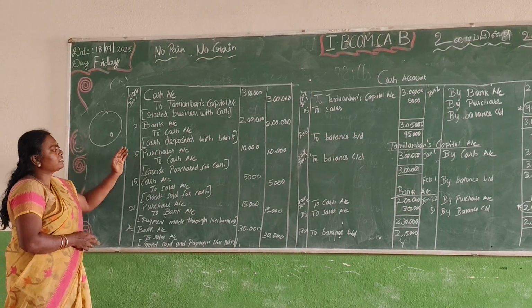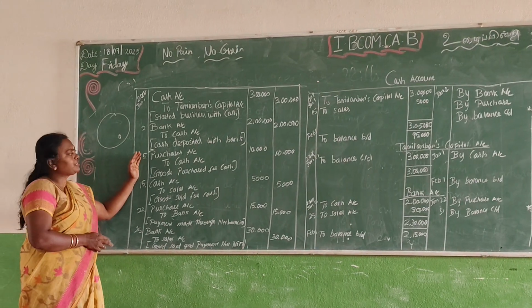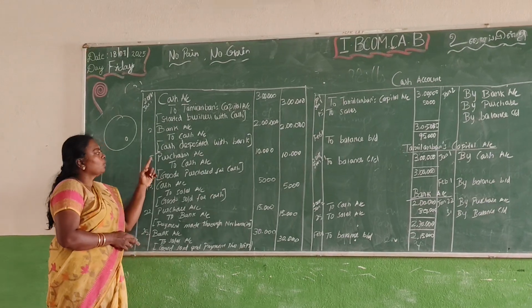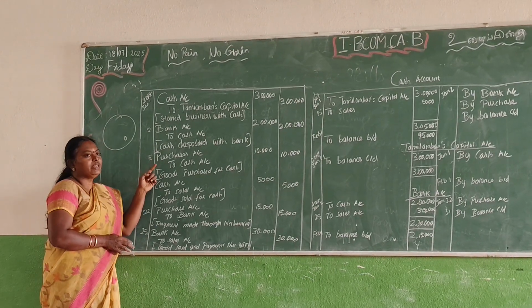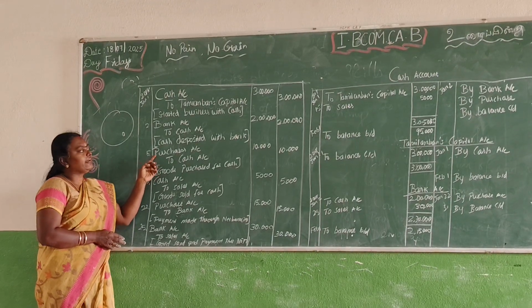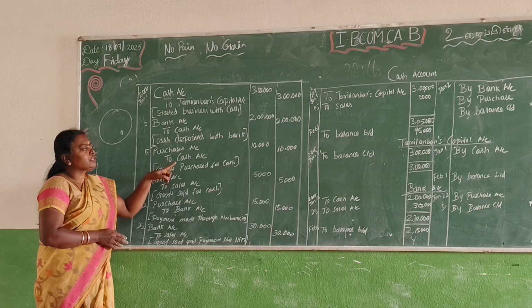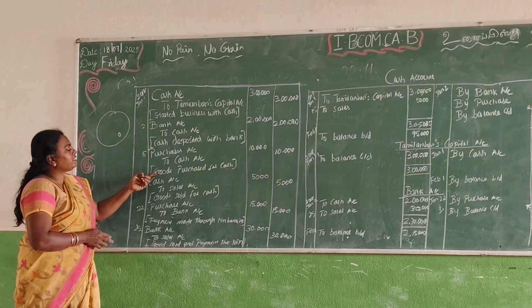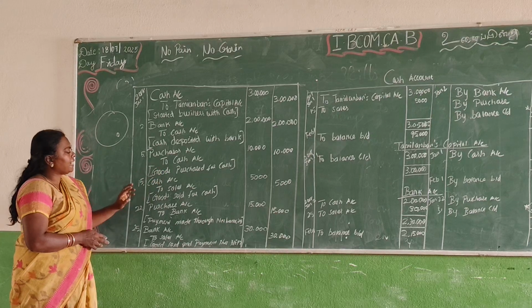Next, they purchased some goods for cash. Two types of accounts are involved in this question: one is the purchase account and another one is the cash account. The transaction is purchase account debit 10,000 to cash account credit 10,000. The meaning is goods purchased for cash.